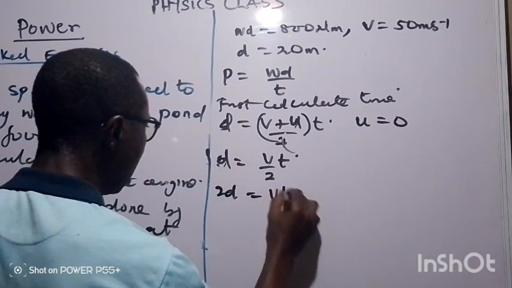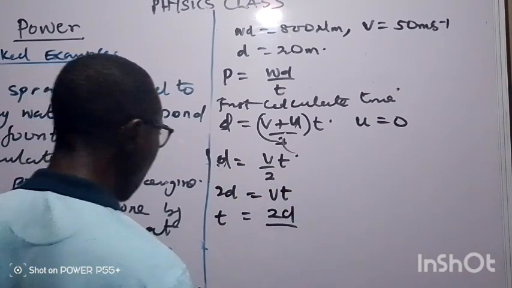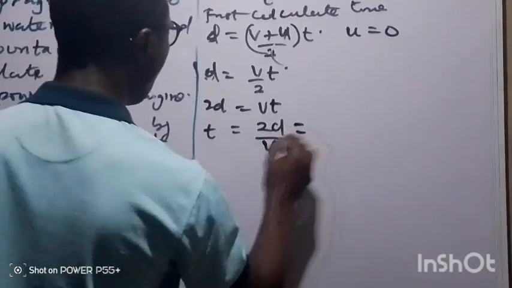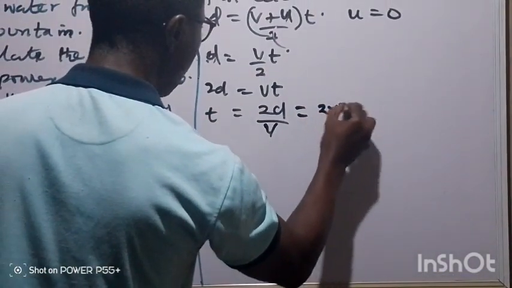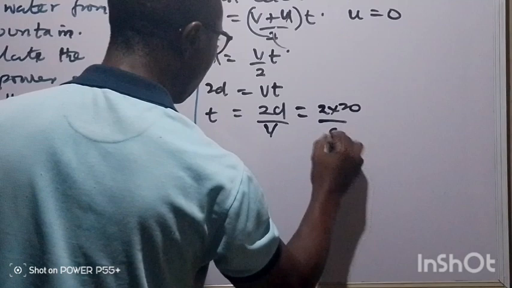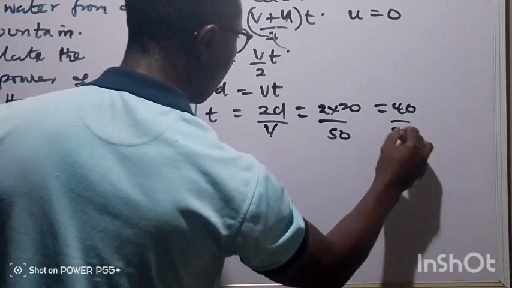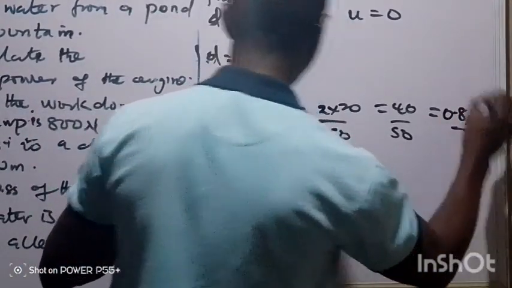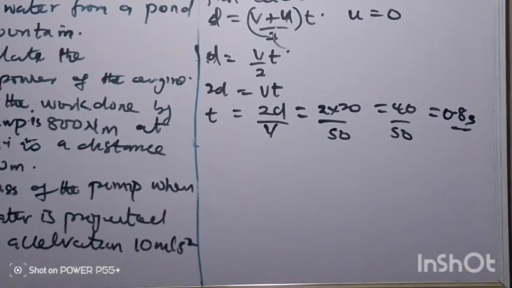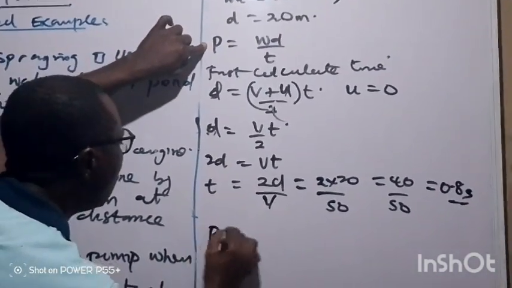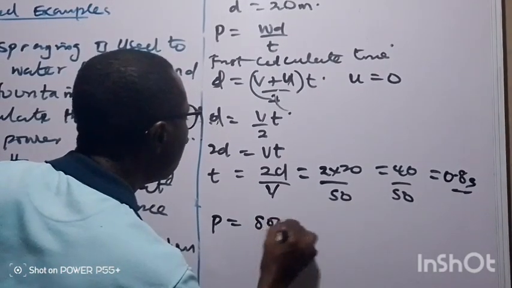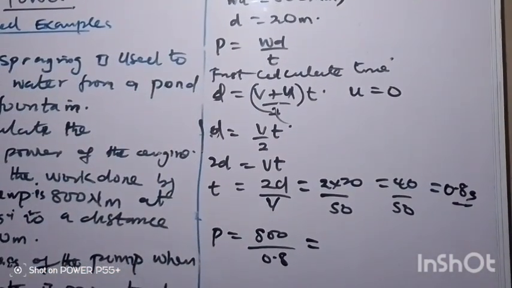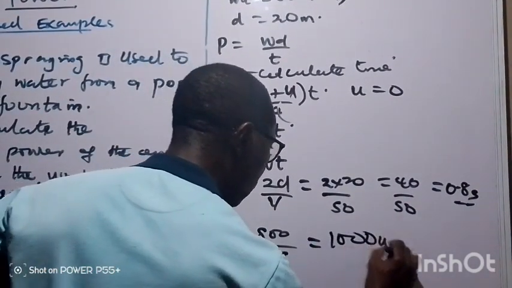t now is equal to 2d over v. So what is our d? That's 20, that's 2 multiplied by 20. Our v is 50. That will be 40 over 50, and this will now give us our time as 0.8 seconds. If time is 0.8 seconds, then we can come back by saying power is equal to 800 over 0.8. And the power of the pump will now give us 1000 watts. That will be the power of the pump.